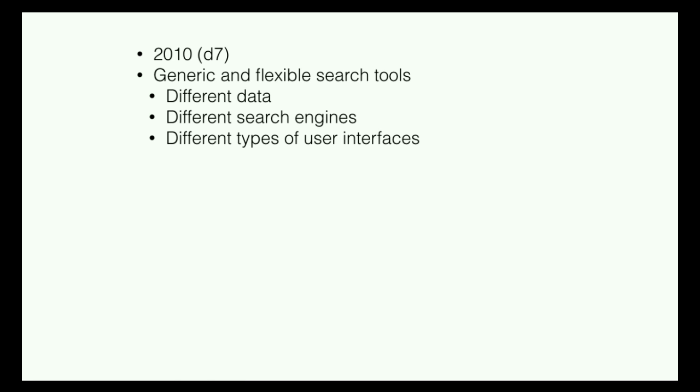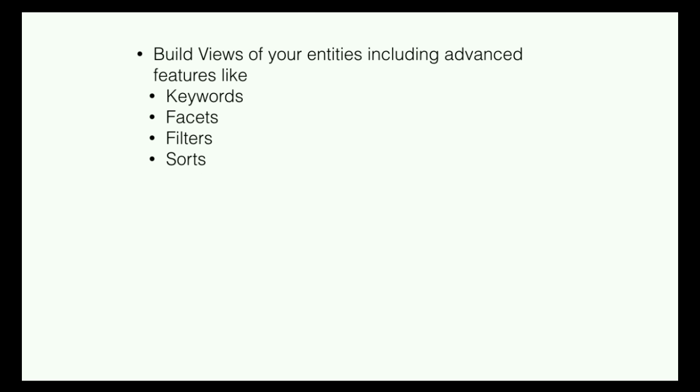And we have a pretty good tool of making user interfaces and lists. It's called Views. And in Drupal Core, for Drupal 7, it was not using that. So Search API is using that. So building views of the entities that are indexed in the backend with advanced features such as keyword search and facets and sorts. That's the main goal.